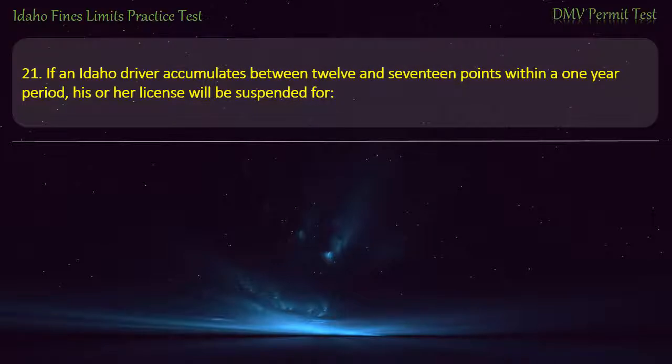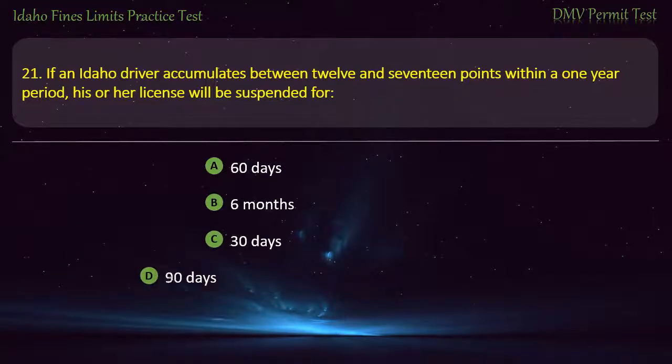Question 21. If an Idaho driver accumulates between 12 and 17 points within a 1-year period, his or her license will be suspended for 60 days, 6 months, 30 days, 90 days. Answer. 30 days.